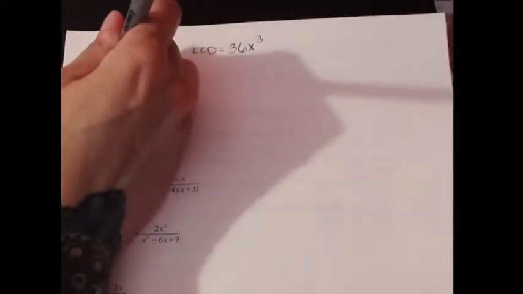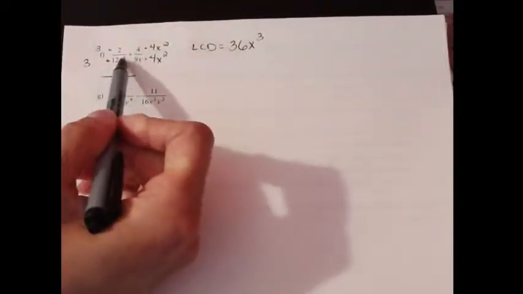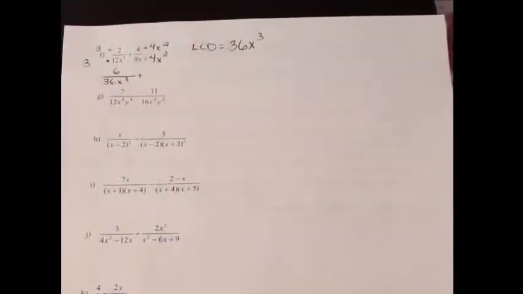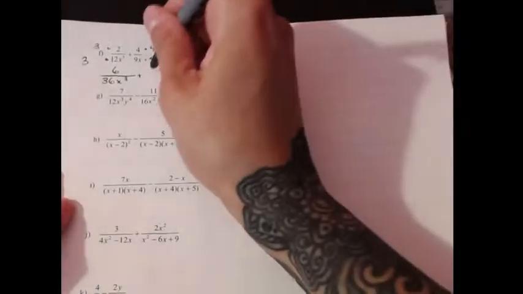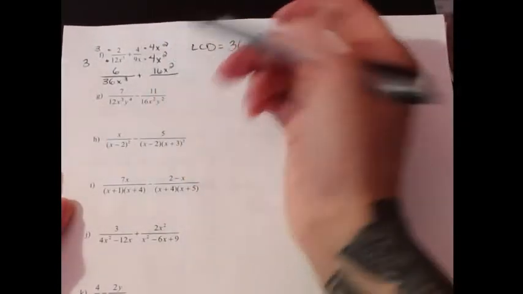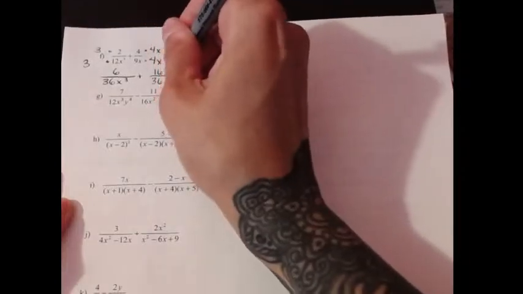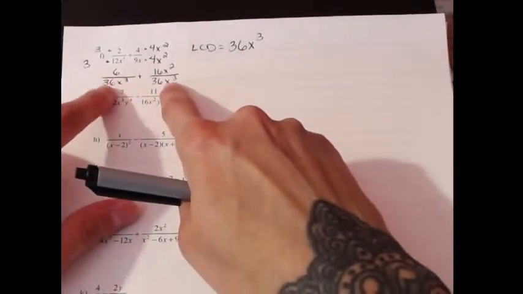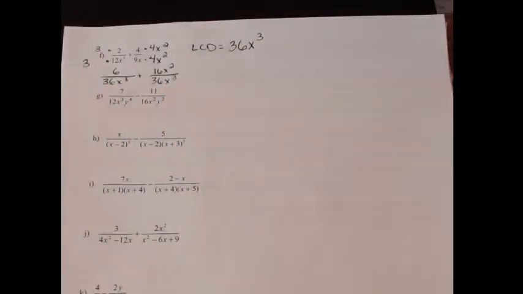3 times 2 is 6. 3 times 12x to the third is 36x to the third, plus 4 times 4x squared is 16x squared. 9x times 4x squared is 36x to the third. Success. We have the same denominator. So every time, that's what you're looking for. What factor can I introduce to make them the same?